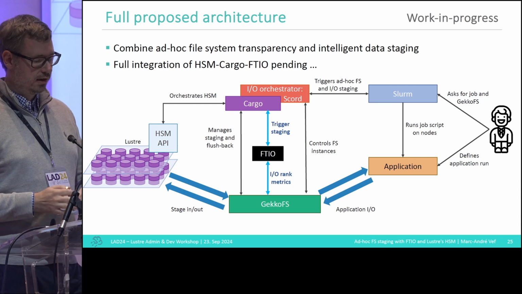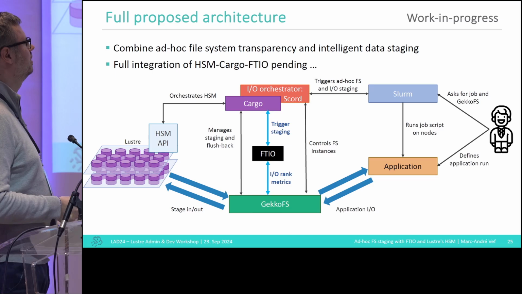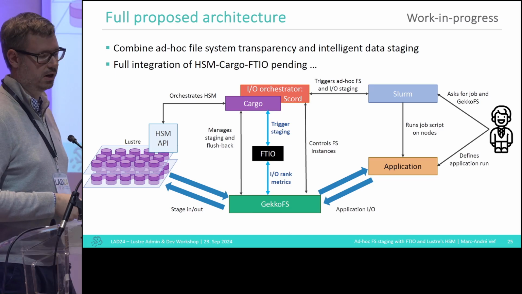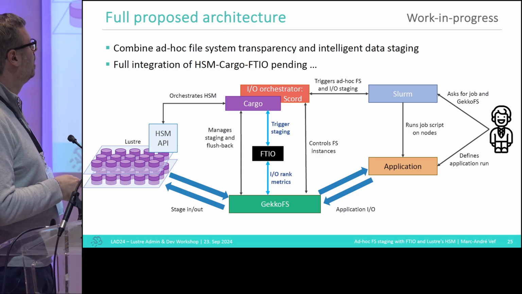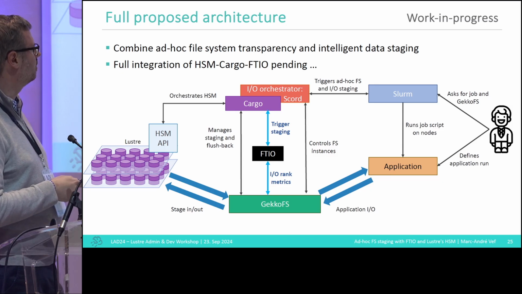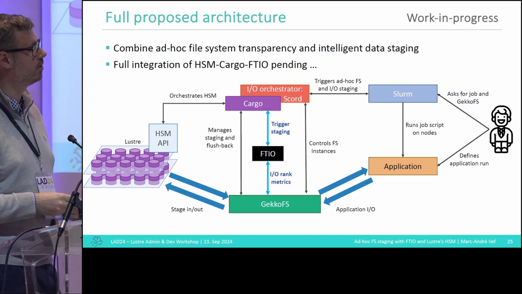So this is the full proposed architecture, to summarize, basically. The user no longer has to do that much. They basically only ask for, I want an ad hoc storage system and the typical application and job. Then the ADMIRE framework with Scord and Cargo are kind of doing the rest to manage the GekkoFS system and how it's deployed.